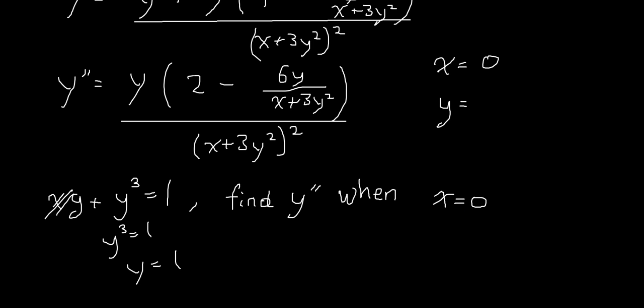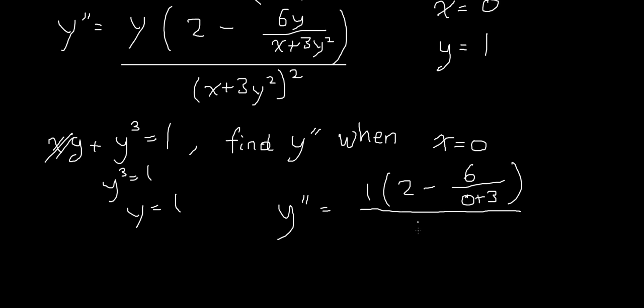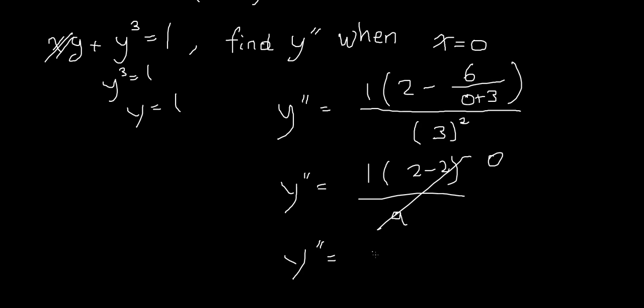So we can plug those values in to get the second derivative, y double prime. Y is 1, so 1 times 2 minus 6 times 1, which is 6, all over 0 plus 3 times 1, squared, which is 3 squared. You get 1 times 2 minus 6 over 3, which is 2, so 2 minus 2. We don't even need to worry about the denominator, because 2 minus 2 is 0, so the entire thing is 0. Your second derivative when x equals 0 is 0.